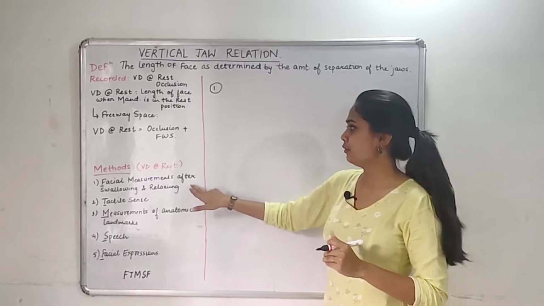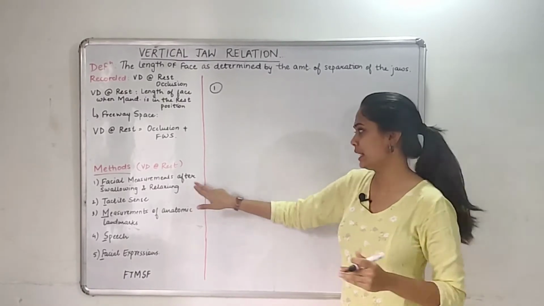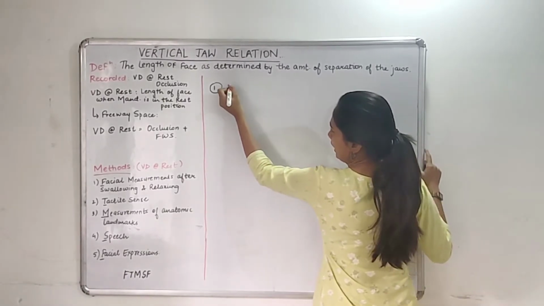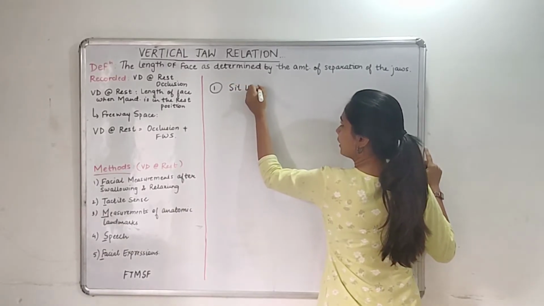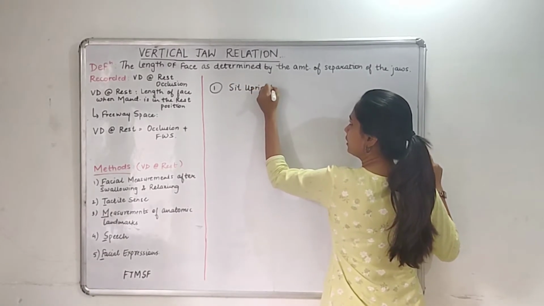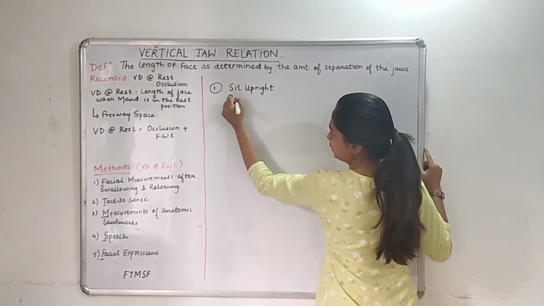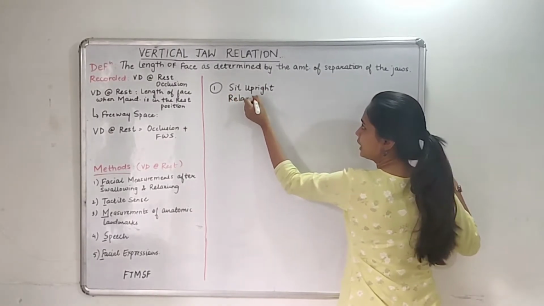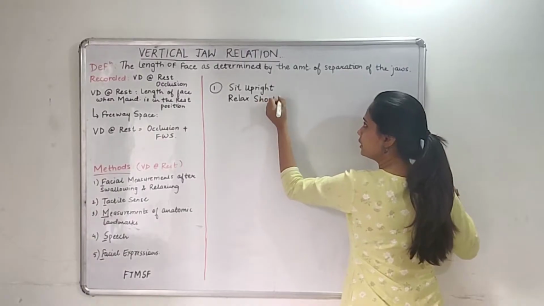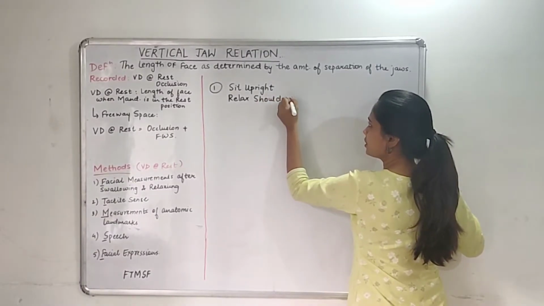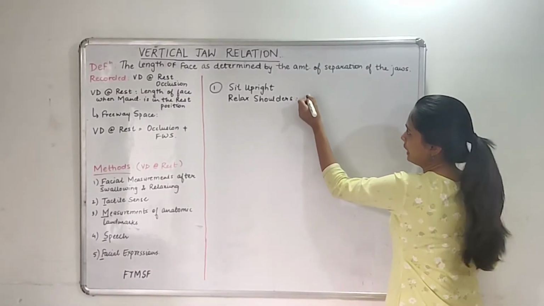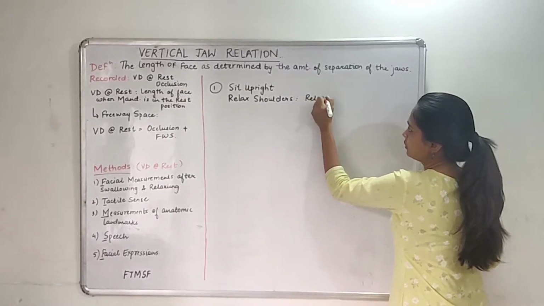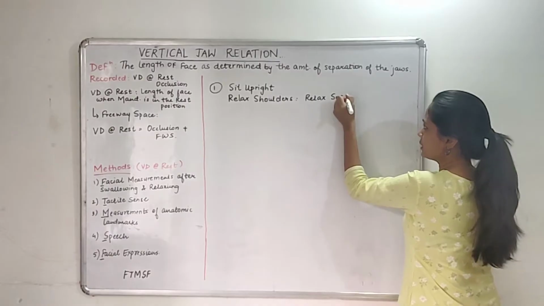Okay, so facial measurements after swallowing and relaxing. First we ask the patient to sit upright. Then we ask the patient to relax the shoulders. Why do we ask the patient to relax the shoulders? Because when you just shrug your shoulders like this, it will relax the supra and the infrahyoid muscles.